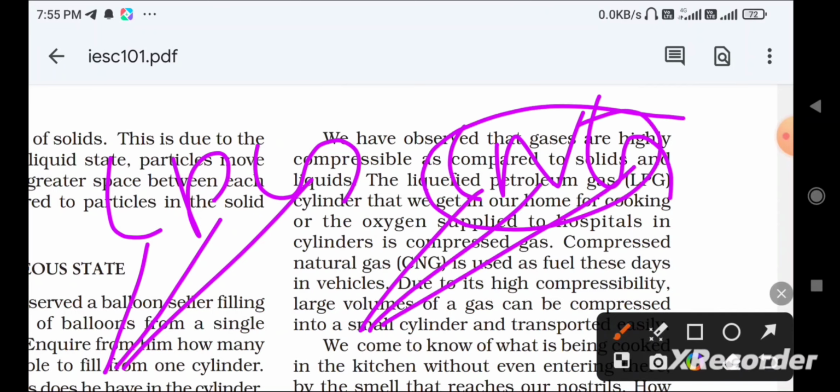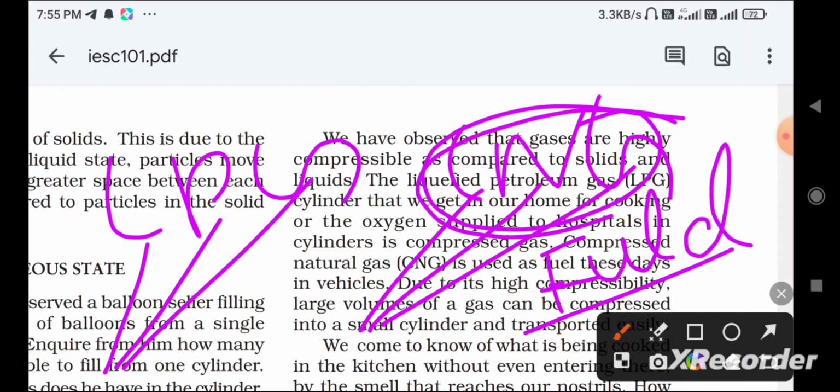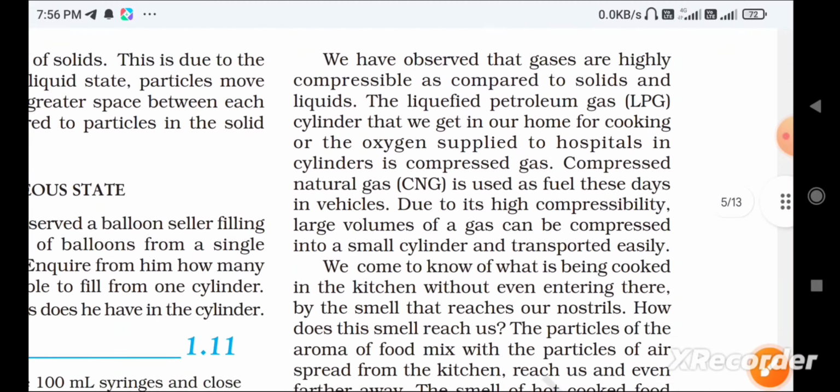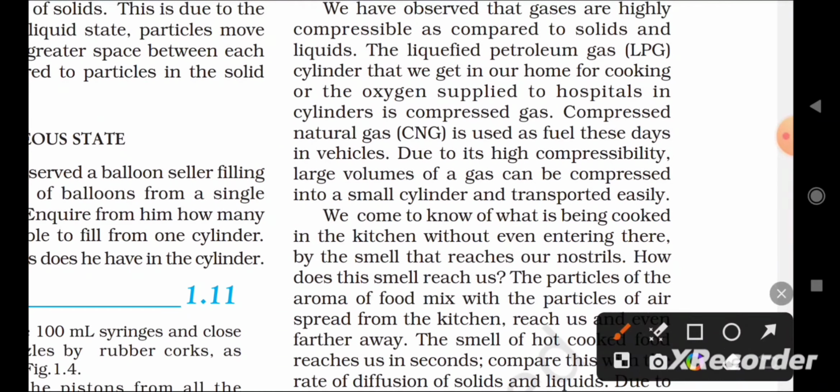Nowadays it is used for what? Fuel in automobiles or vehicles, especially in autos. They use compressed natural gas instead of petrol and diesel, and it is also a cleaner fuel. So CNG is also called a cleaner fuel. Remember that. Due to this high compressibility, a large volume of gas can be compressed into a small cylinder and transported easily.